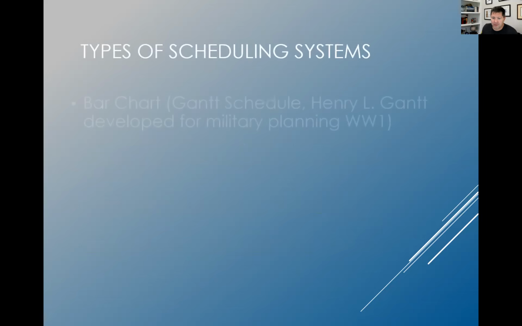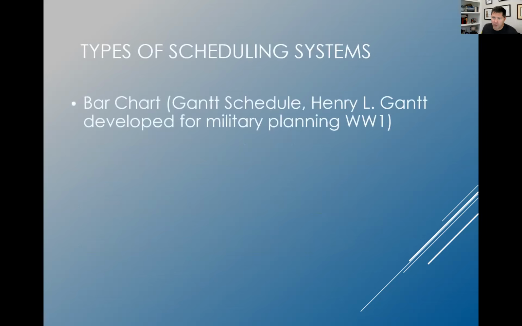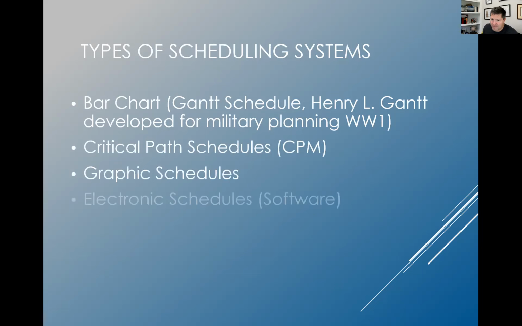Types of scheduling systems. All right, we have a bar chart. The bar chart was developed by Henry L. Gantt, developed for military planning in World War I. We talked about that, and that's just a piece of trivia. We've got critical path schedules, graphic schedules, and electronic schedules. Those are the ones we're going to focus on for the final exam.